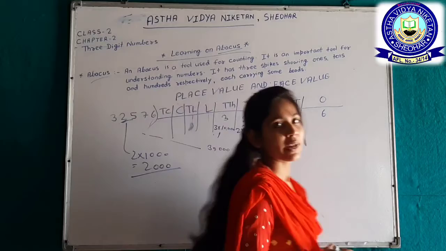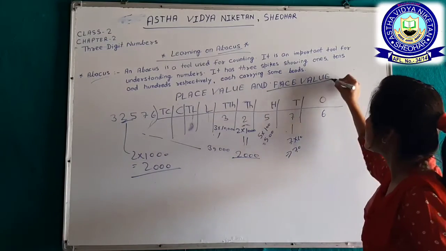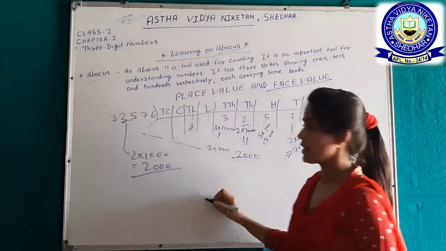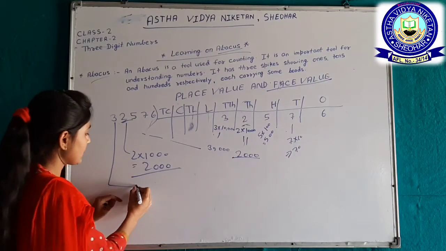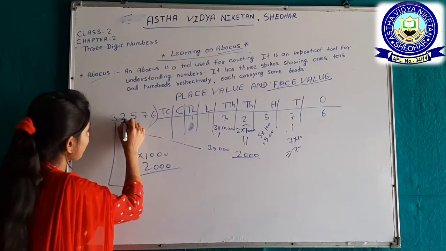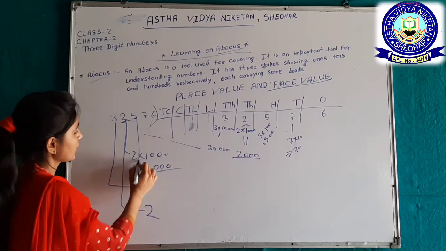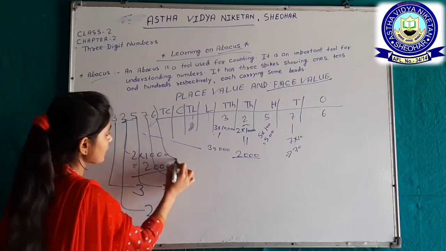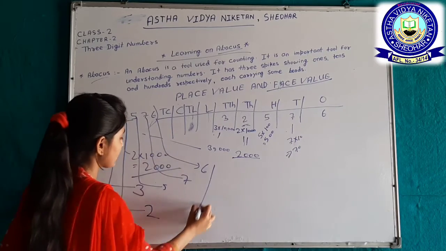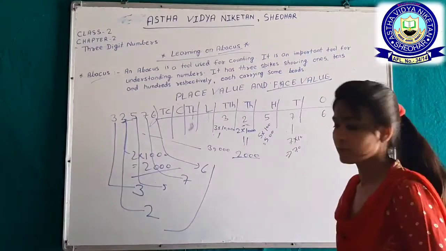This is your place value, and now you have to find out the face value. The face value of any digit is the digit itself. The face value of 3 is 3. The face value of 2 is 2. The face value of 5 is 5. The face value of 7 is 7. And the face value of 6 is 6. The face value of any digit is the digit itself.